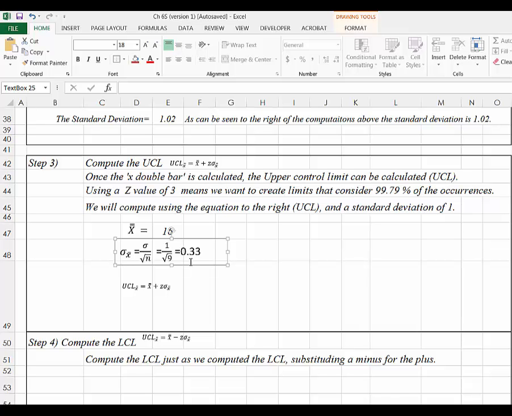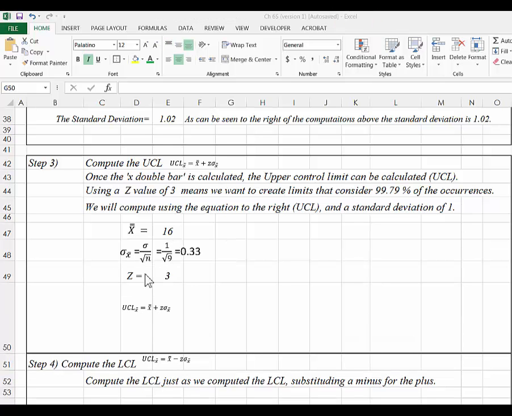Now the other thing we need for this is z, and z, using the z value of 3, means we want to create limits that consider 99.79% of the occurrences. So z in this case is going to just simply equal 3. So I have z equals 3, and then I've got the standard deviation of the sample, and I have x double bar. So now I can plug the equations into this equation, and I'm going to do that.